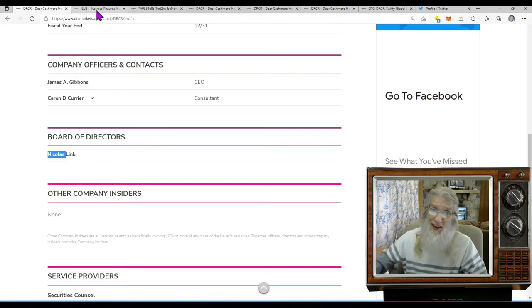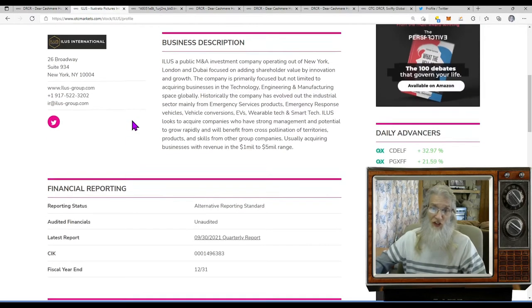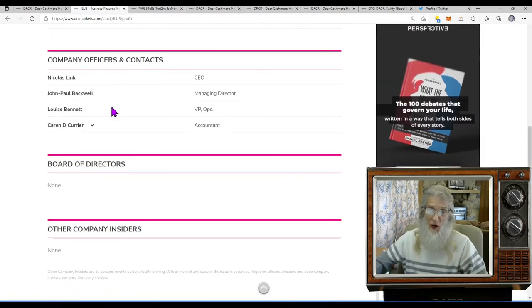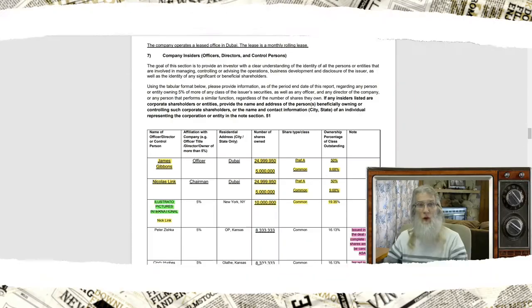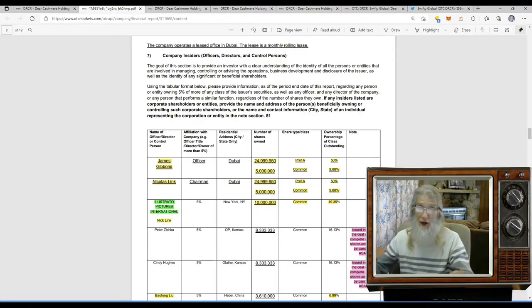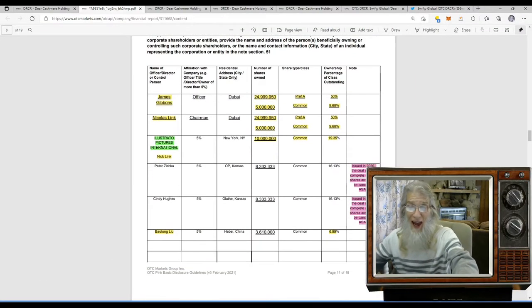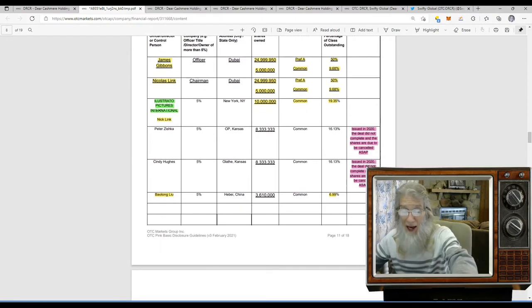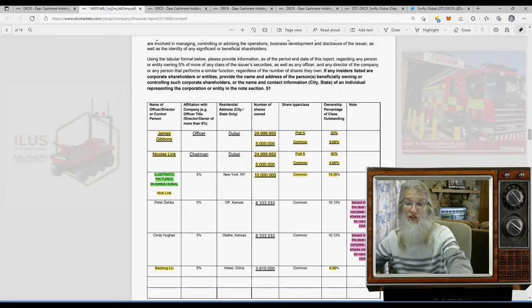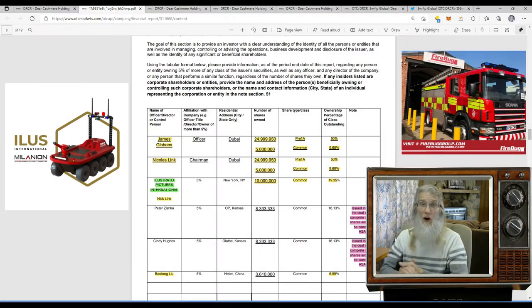Now this Nicholas Link, he's in charge of one of her other companies, Eyeless International. Right here it tells you Nicholas Link is the CEO of this company. And there you go, Karen DeCurrier is the accountant in this one. Now, just as the news press said, James Gibson, Nicholas Link, and Illustrato Pictures, ILUS, are the primary shareholders. It's verified over here in the most current financial report for DRCR.